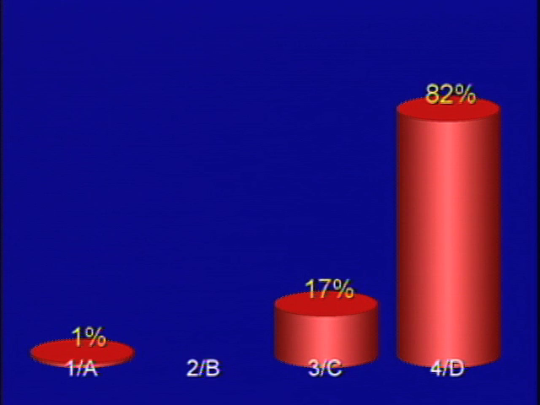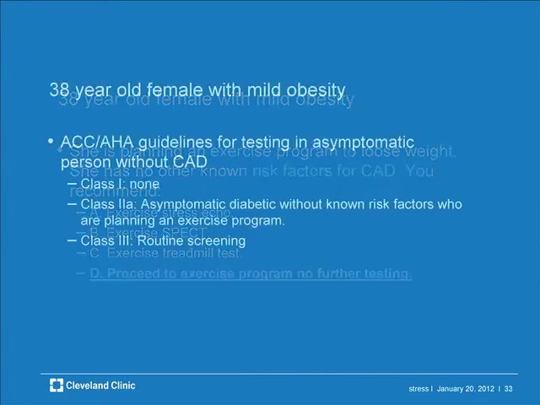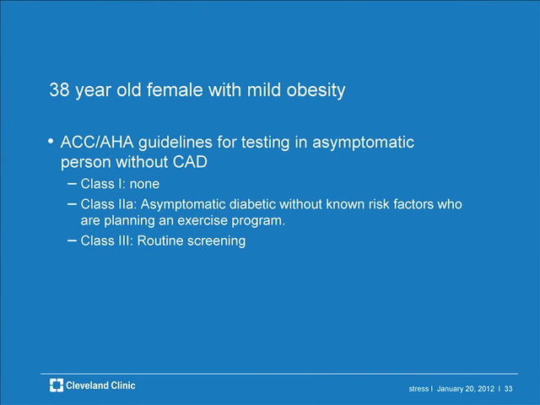So most of you actually got this. This is great. So most of you got this right. So here are the guidelines, the ACC/AHA guidelines for stressing asymptomatic people without CAD. There is no class 1 indication for this. So as far as the boards are concerned, you're having a patient coming for routine stress testing. There is nothing called routine stress testing in asymptomatic individuals.